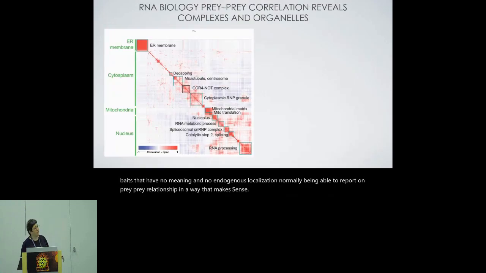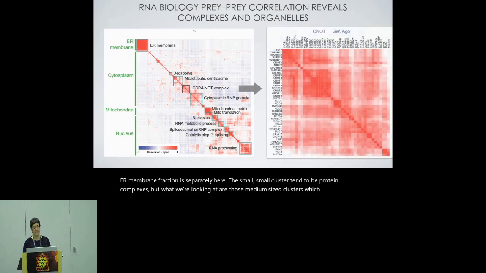So to get back to what it showed, now when we look at the Pearson correlation organization of this exact same data set that was a hairball, this is what it looked like. All I want you to look at on the left are the big structures: the nucleus, the cytoplasm, mitochondria, and the ER membrane, fractionated separately here. The small clusters tend to be protein complexes, but what we're looking at are those medium-sized clusters, which, in this case is just co-enrichment, are essentially our structures.